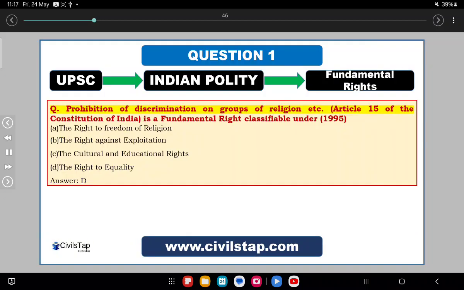Q. Prohibition of discrimination on grounds of religion etc. Article 15 of the Constitution of India is a fundamental right classifiable under: A. The right to freedom of religion. B. The right against exploitation. C. The cultural and educational rights. D. The right to equality. Answer: D. Question 1. UPSC Indian Polity, Fundamental Rights.